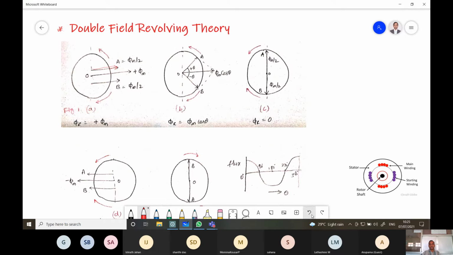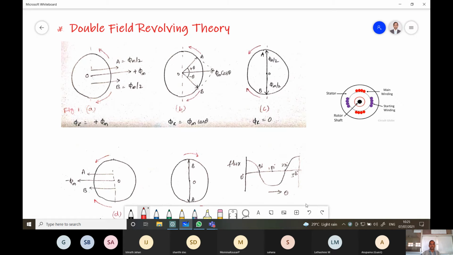Considering both in opposite directions, vector A rotates in the anti-clockwise direction and vector B rotates in the clockwise direction, each with half magnitude. The flux is phi m, so vector A rotates with magnitude phi m by 2, and vector B also rotates with magnitude phi m by 2.